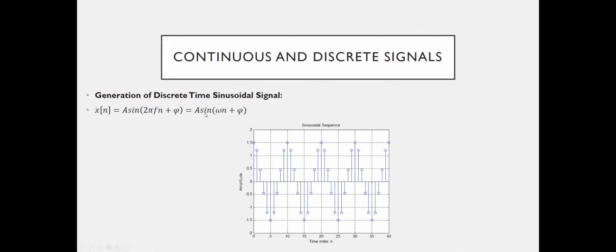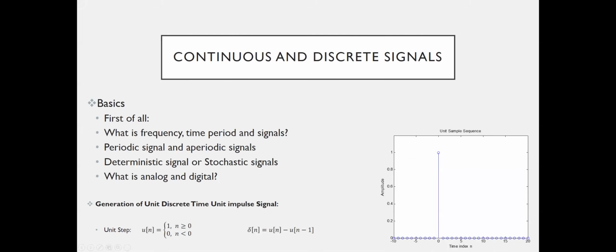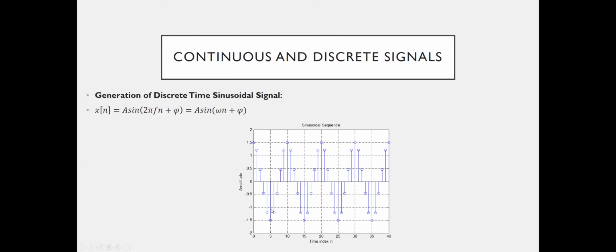So to plot the sinusoidal signal, here A is the amplitude. What is the amplitude of your sinusoidal signal, and what is the frequency of your sinusoidal signal? So how congested your signal is, and then finally, what is the phase difference between the two signals. So this you can do it here.